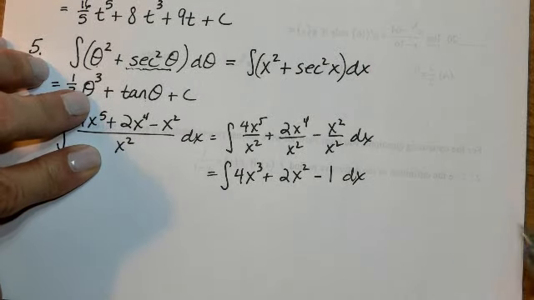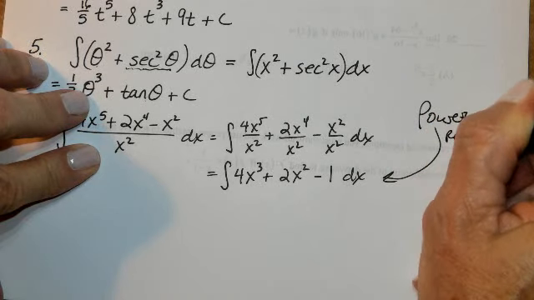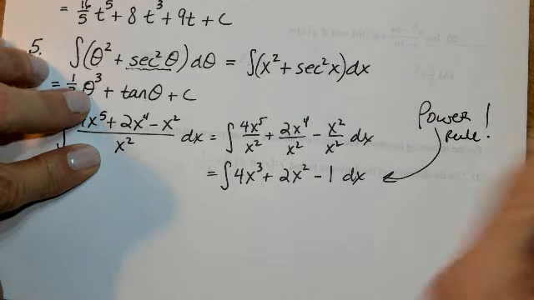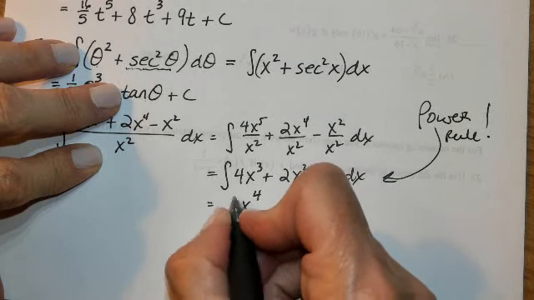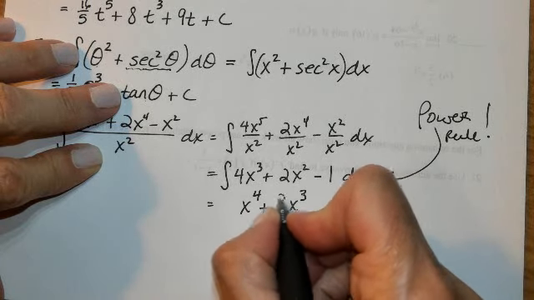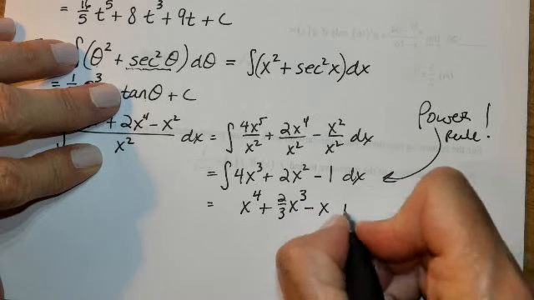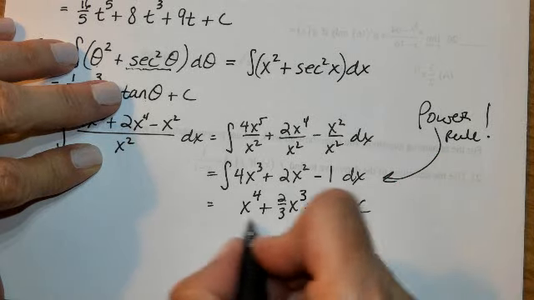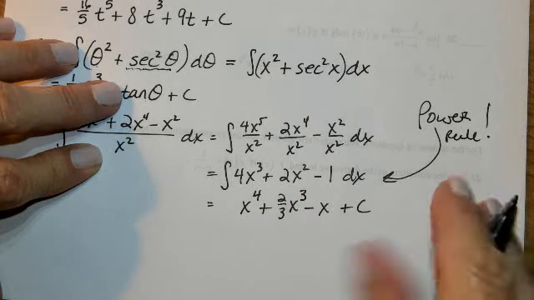And now it's power rule. So you're always getting it to the power rule form. Okay? So power rule. This will be x to the 4th. 4 divided by 4 is 1. Plus x cubed. 2 divided by 3, 2/3. Minus x plus c. And you can always go backwards. You can always take the derivative and make sure you get back where you started. Okay? All right. Couple more little examples.